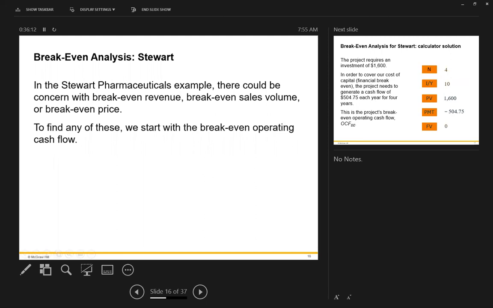So let's go back to our example. In the Stewart Pharmaceutical example, there could be concern with break-even revenue, break-even sales volume, or break-even price. So we want to find any of these. Here's how we go through this process. We start with finding how much in sales we have to have for 0 operating cash flow, break-even cash flow.